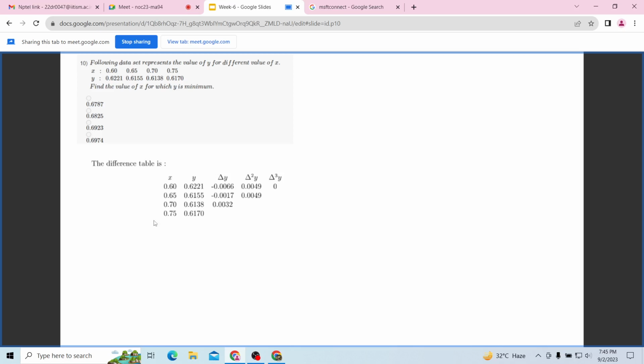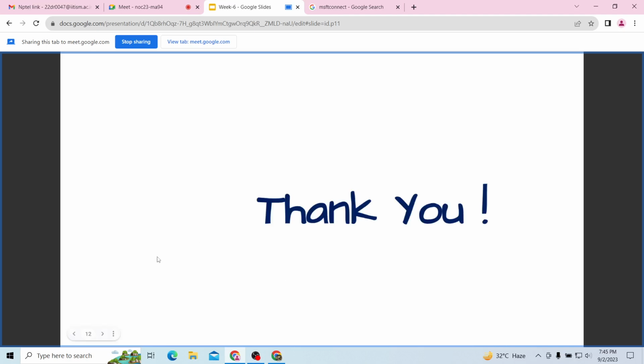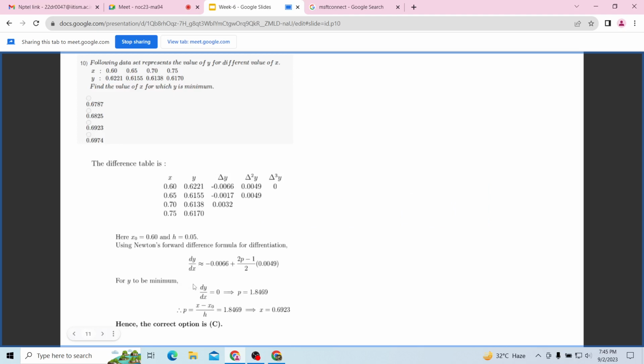So here, first we'll calculate the difference table. Arrange the x and y values and calculate del y, del square y and del cube y. Here x naught is 0.60 and h, the difference between consecutive terms, is 0.05. Now Newton's forward difference formula for differentiation will give you dy by dx, which is approximately equal to these values: minus 0.0066 plus 2p minus 1 by 2 into 0.0049.